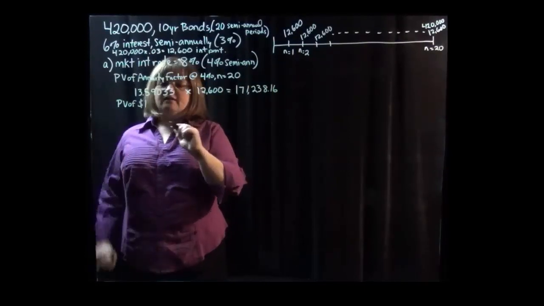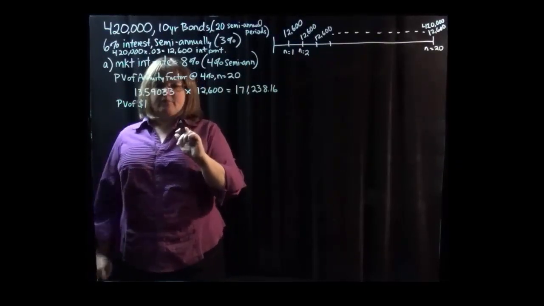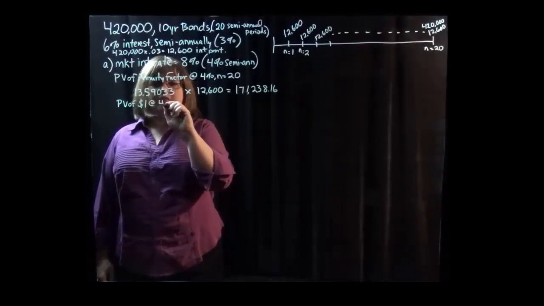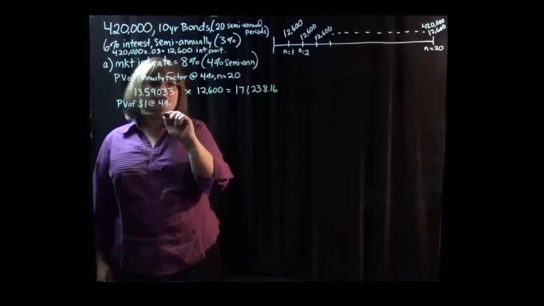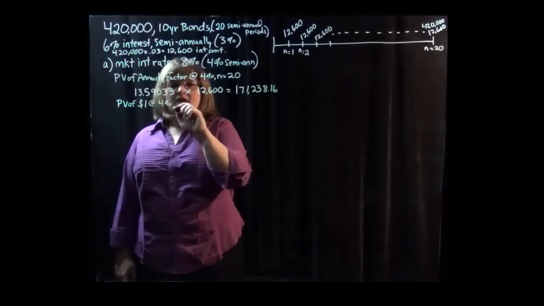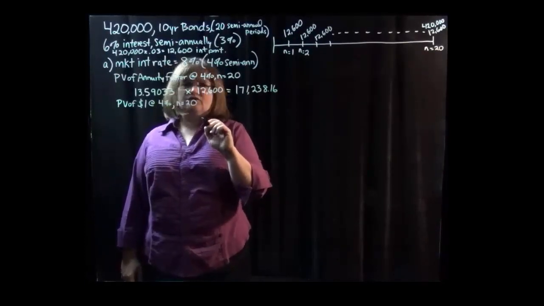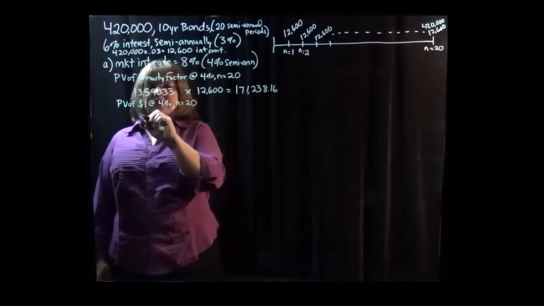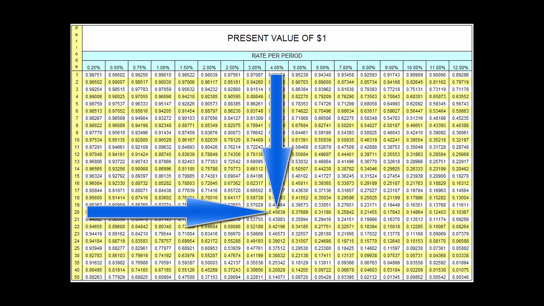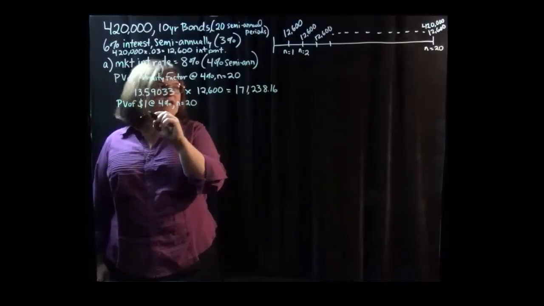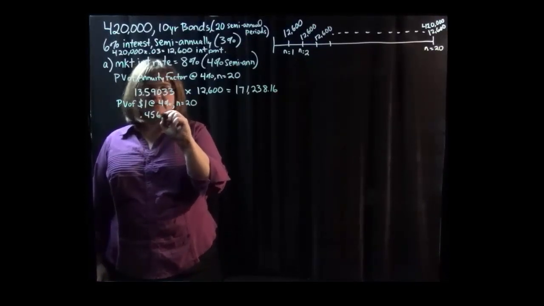So we're going to take the table that's set up just to find present values of single amounts, and we're again going to use the market interest rate, semi-annual interest rate, and the number of semi-annual periods, which in this case is 20. The factor in that table for that interest rate and that number of rows is 0.45639.